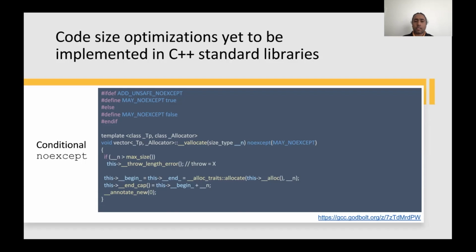This is a function like vallocate, which is called by the constructor of vector. So you can imagine how popular this is. This function throws, if you see the conditional, if the number of allocations is more than a certain size, basically the vector cannot allocate, it will throw a length error.